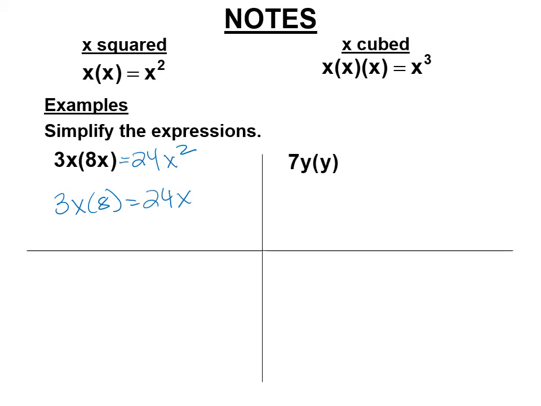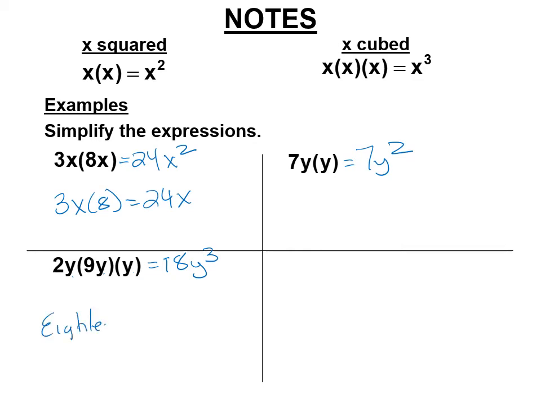So what's 7y times y? It is 7y squared. What's 2y times 9y times y? Well, 2 times 9 is 18. Y times y times y is y cubed. Let's write that out. You would say that as 18y cubed. You do not want to say to the third power. 18y cubed. This one up here is 7y squared.